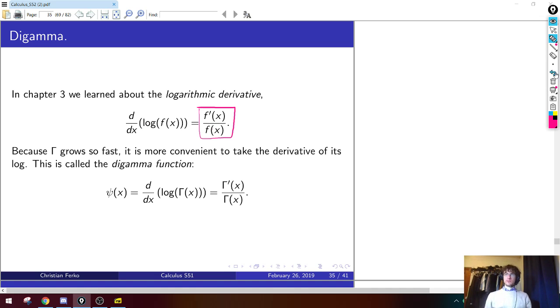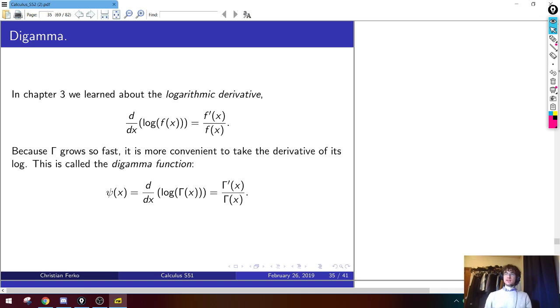And that thing, for reasons which are unclear, I don't know why digamma was chosen, but whatever, that is called the digamma function. So digamma, written with the letter psi, is d dx of log gamma, or gamma prime over gamma. And you already used that in a daily challenge. But questions on digamma before moving on?